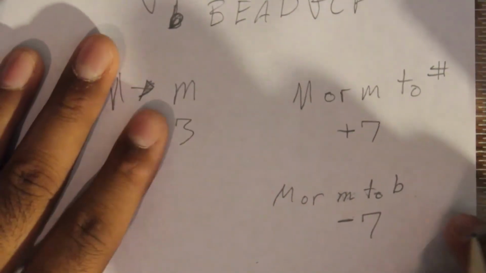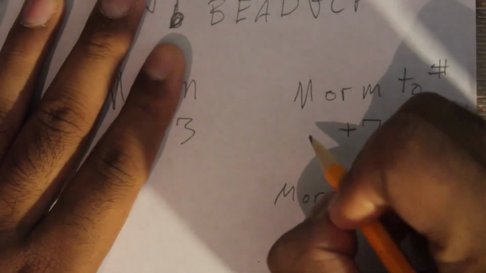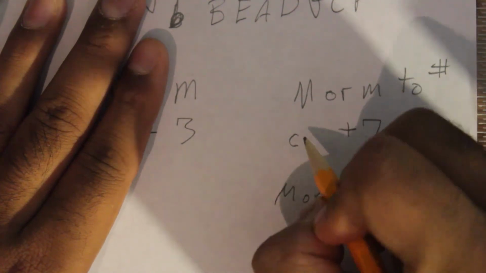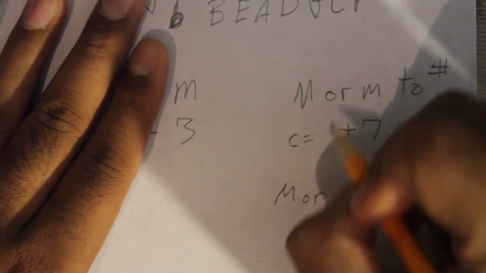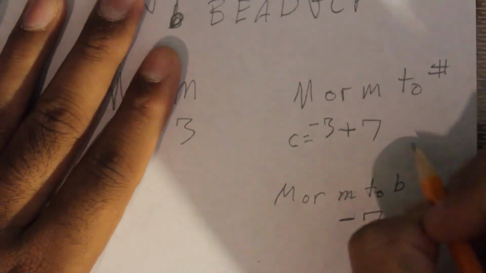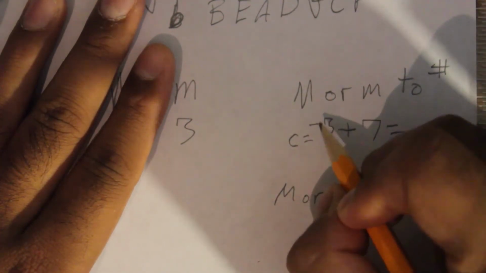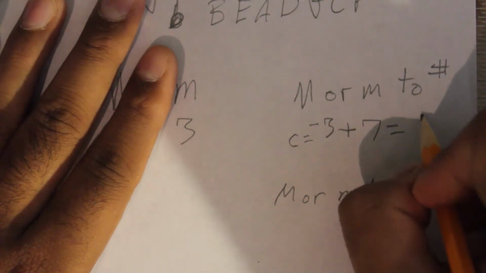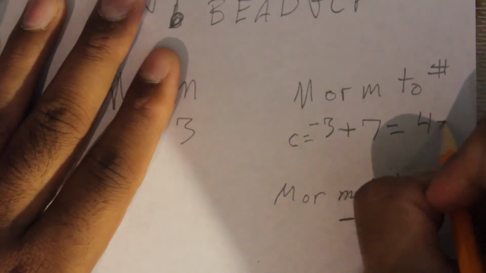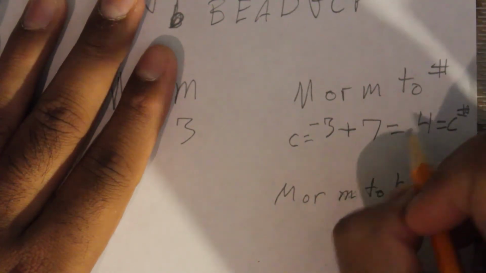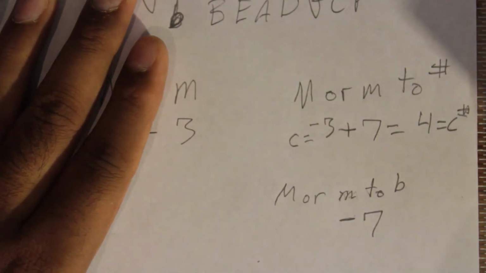Alright, quick example. C minor, which is equal to negative 3, to C sharp minor: negative 3 plus 7 is plus 4. So C sharp minor equals 4 sharps.